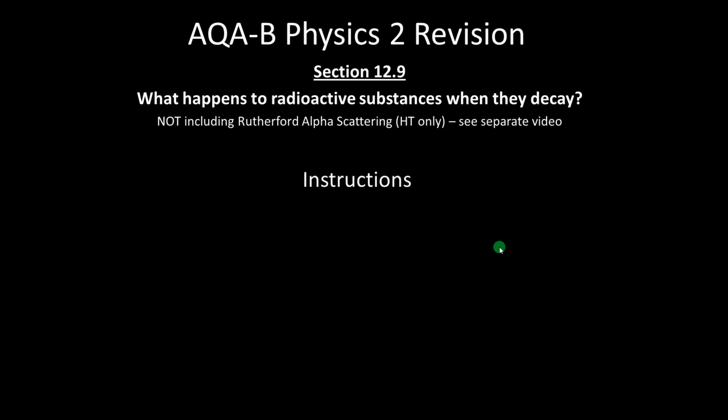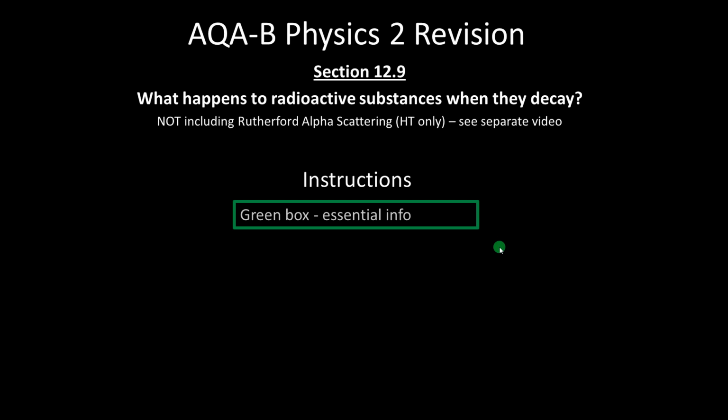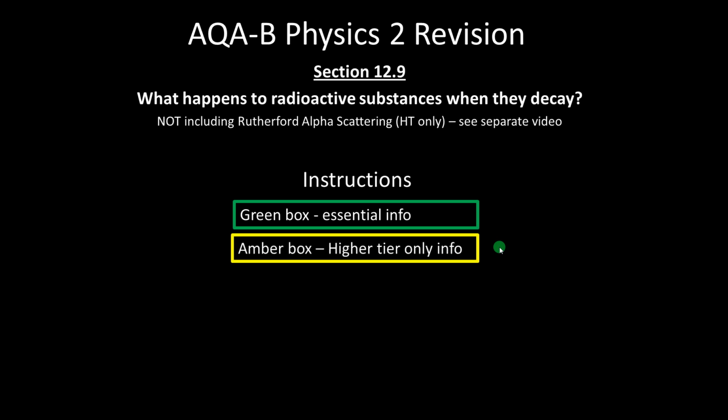There's some instructions for this to get the most out of it. Green boxed information is essential for foundation and for higher tier. Yellow box, higher tier only. Red box, if you're pushing up towards the A star end of things, that information's for you.